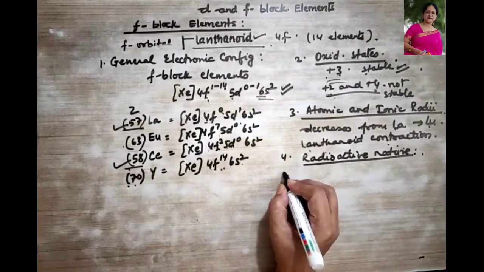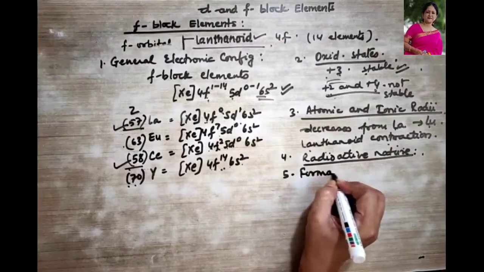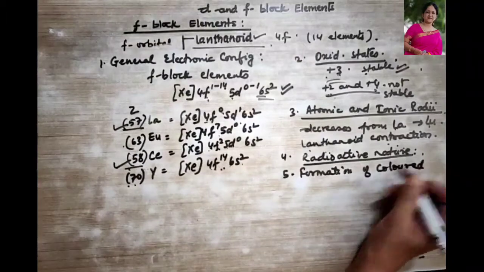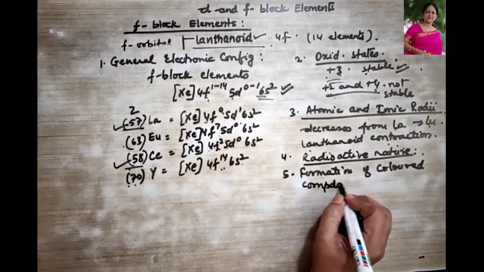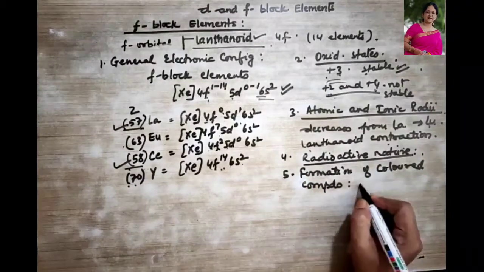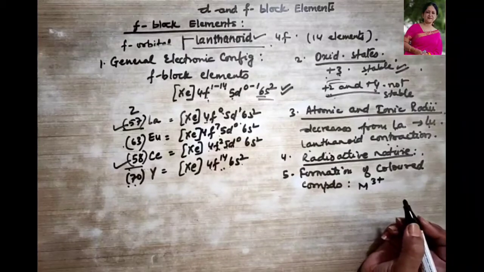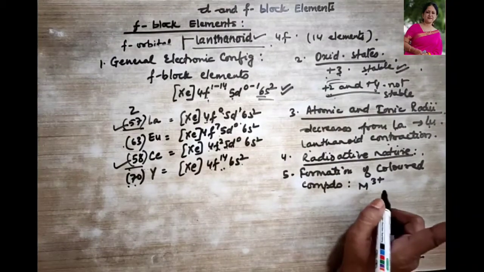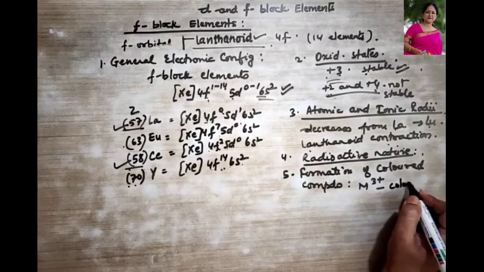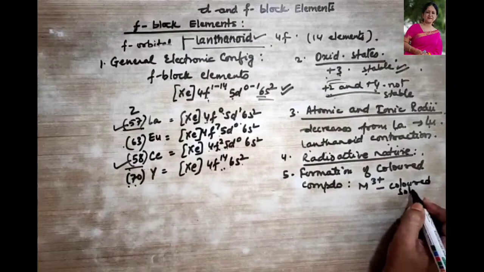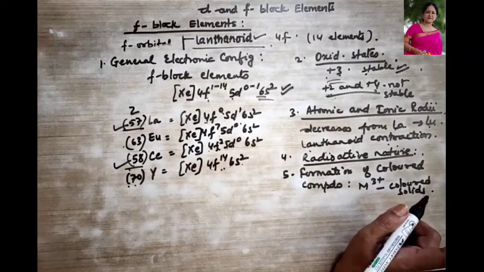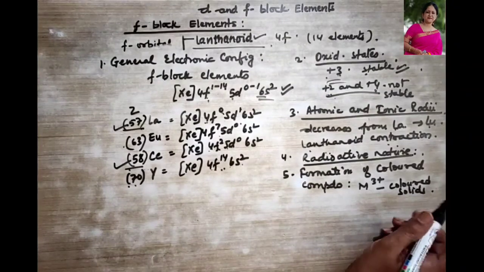Then next we talk about the formation of colored compounds. Do we find colored compounds in lanthanoids? Several M3+ lanthanoid ions are colored in the solid state, right? They are colored solids. Fine. As well as they are also colored in aqueous solution, obviously.